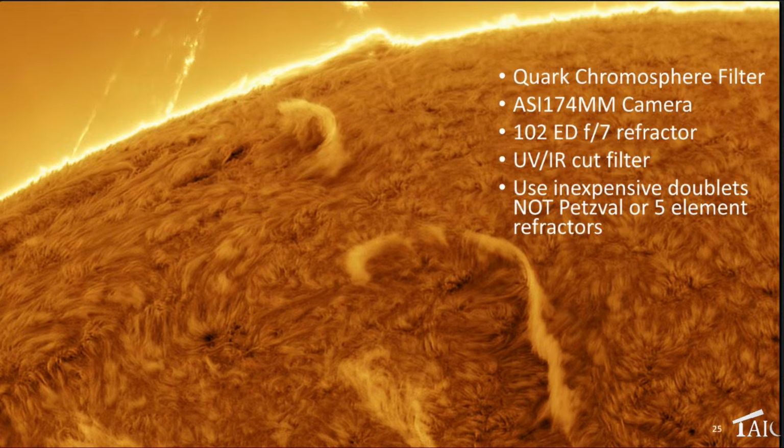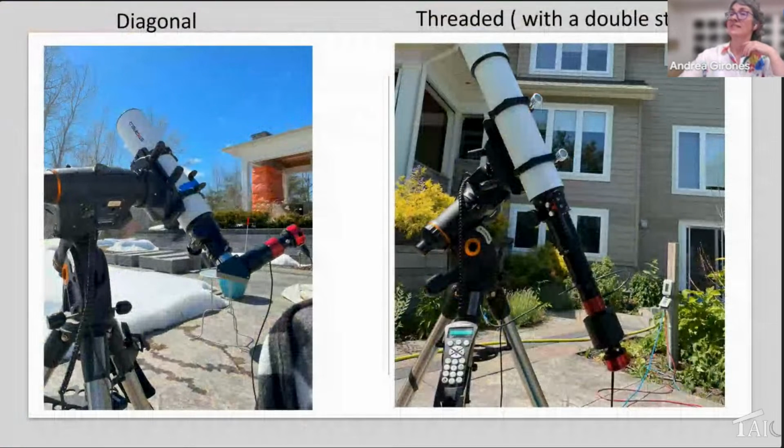Now, there might be some exceptions to that rule, and there are some special Quarks for Schmidt-Cassegrains, but they also need a front-mounted ERF. All that to say is the 102 millimeter refractor that I had is basically the biggest refractor I could get without having to buy a front-mounted ERF.